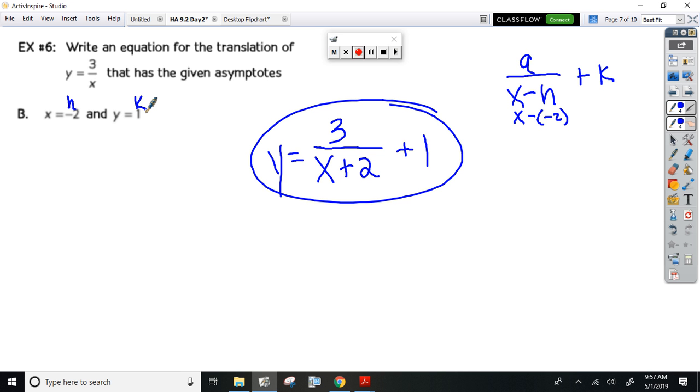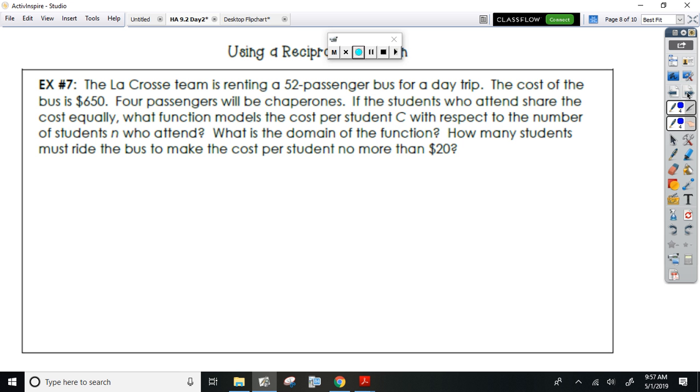All right, on the back we have a word problem. And then you guys are going to do the closure with a partner, graphing and answering all the questions basically from what we did yesterday. So this one says, the lacrosse team is renting a 52-passenger bus for a day trip. Let's underline that. The cost of the bus is $650. 4 passengers will be chaperones. If the students who attend share the cost equally, what function models the cost per student C with respect to the number of students N who attend?